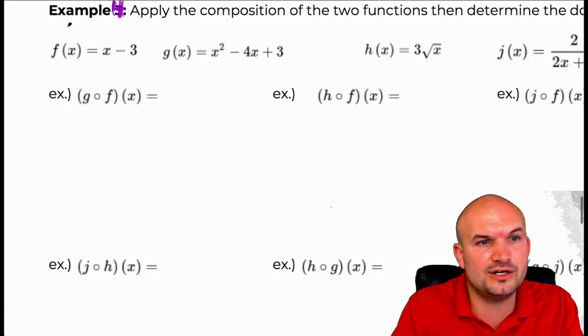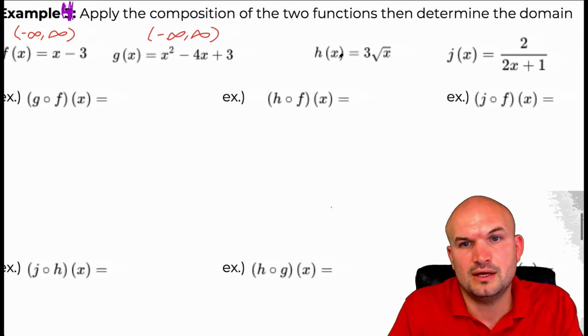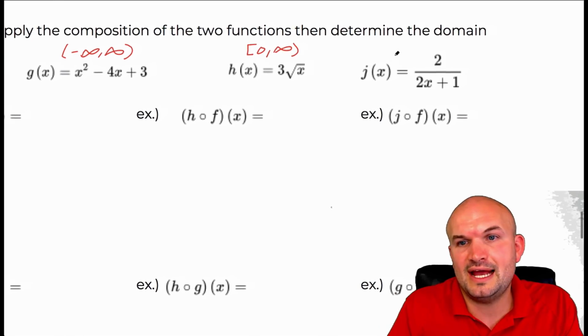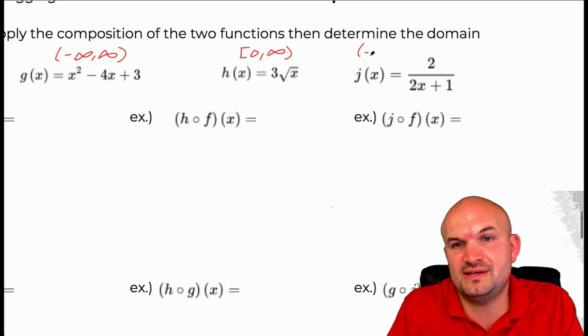So for this linear function, that's going to be from -infinity to infinity. For the quadratic, that's -infinity to infinity. For h of x here, that's going to be all positive values, so that's going to be 0 to infinity. And for j of x, that's going to be all values except -1/2. So that's going to be from -infinity to -1/2 union -1/2 to infinity.